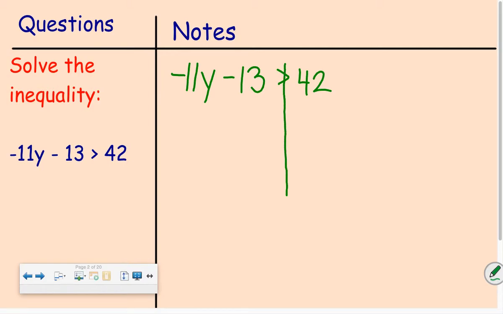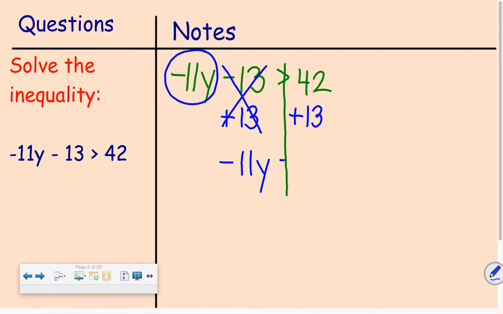So, we are trying to get y all by itself. So the first thing I'm going to do is get rid of my negative 13 by doing the opposite. So the opposite of minusing 13 is adding 13. So these 13s will cancel. I'll bring down my negative 11y. I have to make sure I make my inequality symbol, not an equal sign.